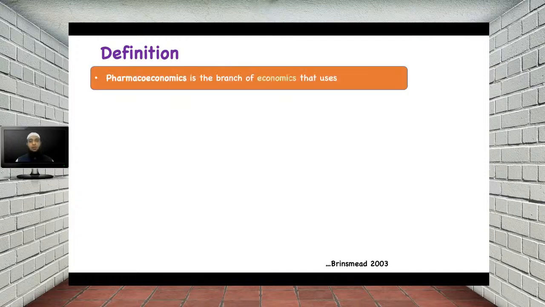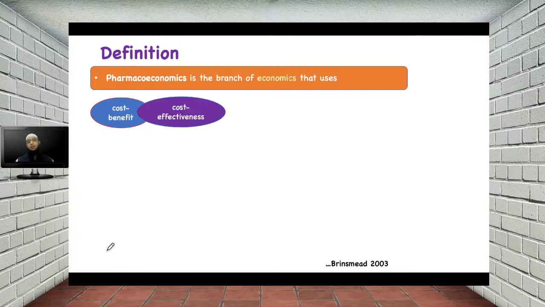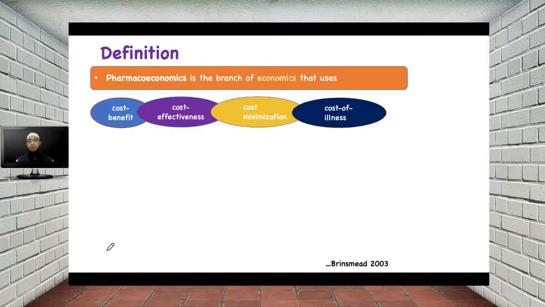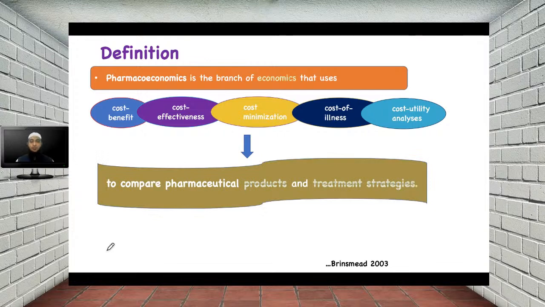Pharmacoeconomics is the branch of economics that uses the different principles of cost and benefit, cost and effectiveness, cost minimization, cost of illness, and cost utility analysis, especially to compare pharmaceutical products and treatment strategies. So what you are doing in pharmacoeconomics is a branch of economics which is especially related to medicine and the healthcare profession.